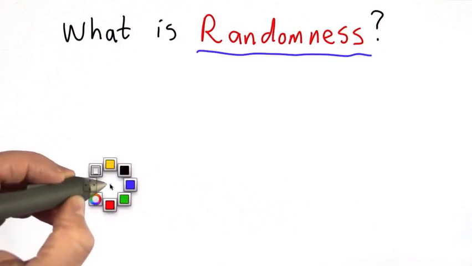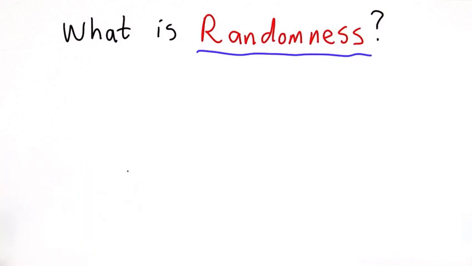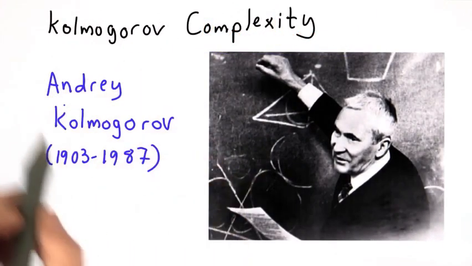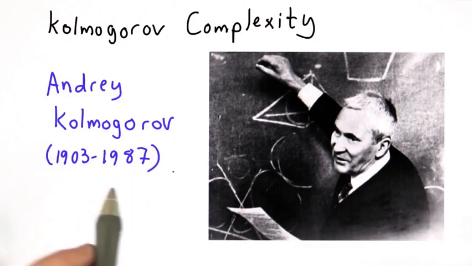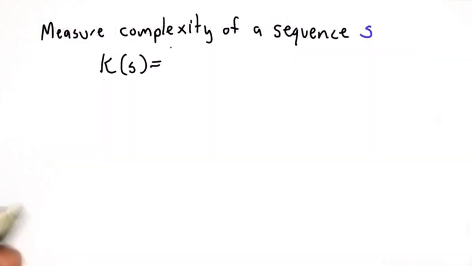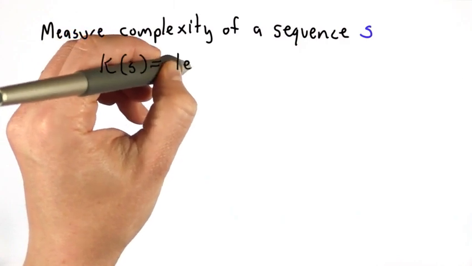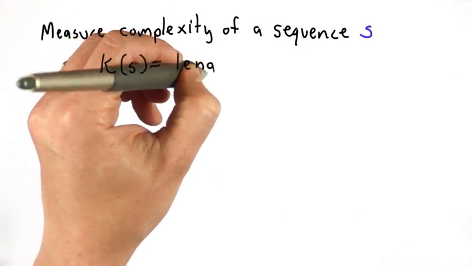What I think is the most useful definition of randomness is the one that Andrei Kolmogorov came up with, which is based on Kolmogorov complexity. And this is an idea that was developed by the Russian Andrei Kolmogorov, as well as by the Argentinian Gregory Chaitin. The idea is it's a way of measuring the complexity of some sequence, and it's defined as the length of the shortest possible description of that sequence.